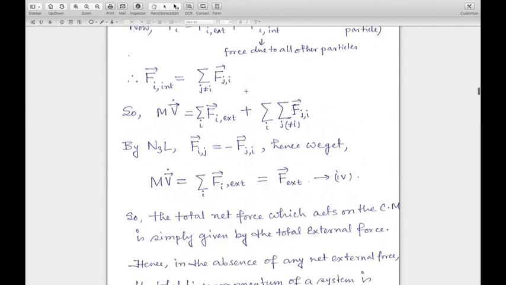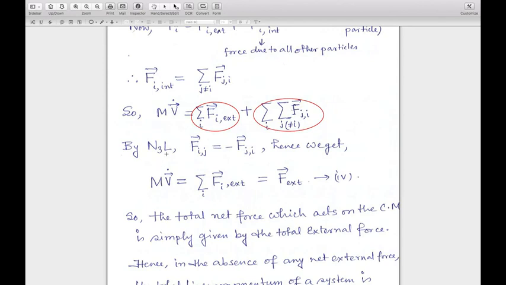Then if you have this, you can always write M V dot is equal to this. So this is the total external force, and this is the total internal force.